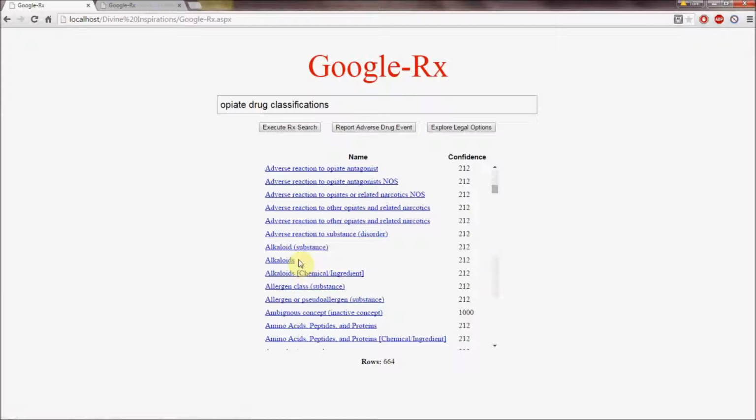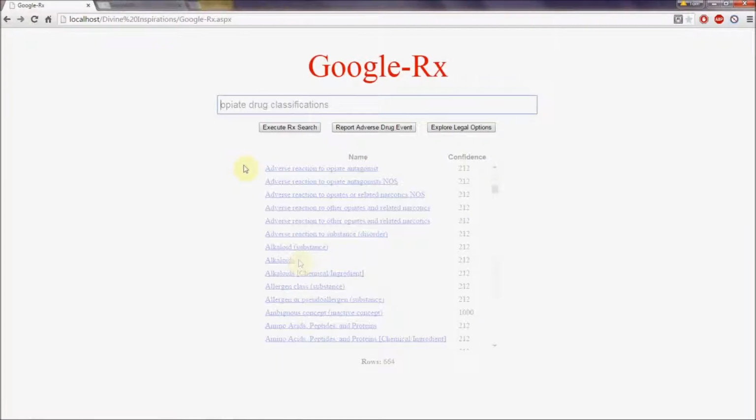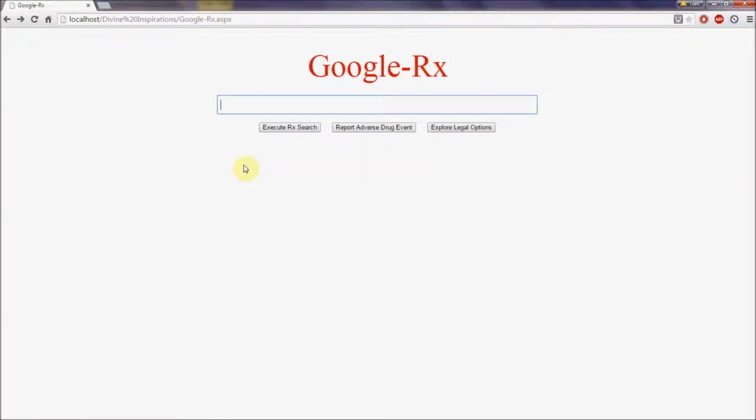And we discover, for example, that opiate drugs can be classified as alkaloids. If we wanted to, we could use GoogleRx to explore and ask questions about alkaloid drugs. Continuing on our opiate drug research theme, let's use GoogleRx to find hospital patients taking opiate drugs.